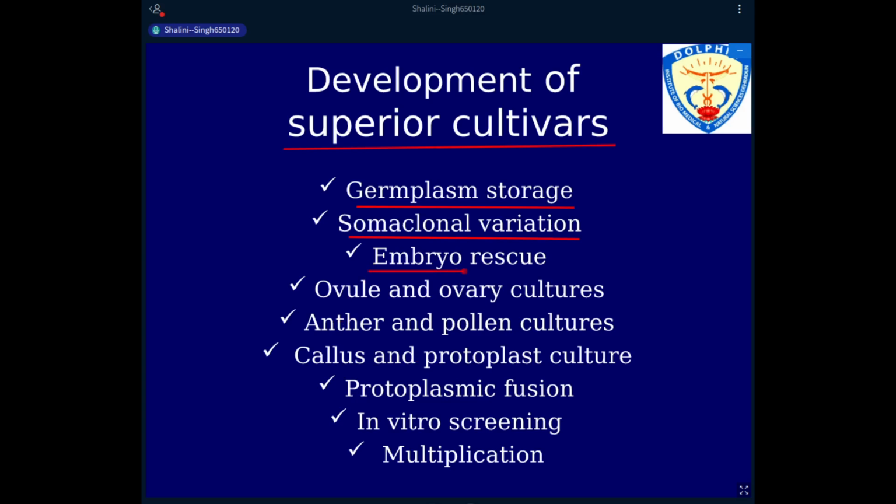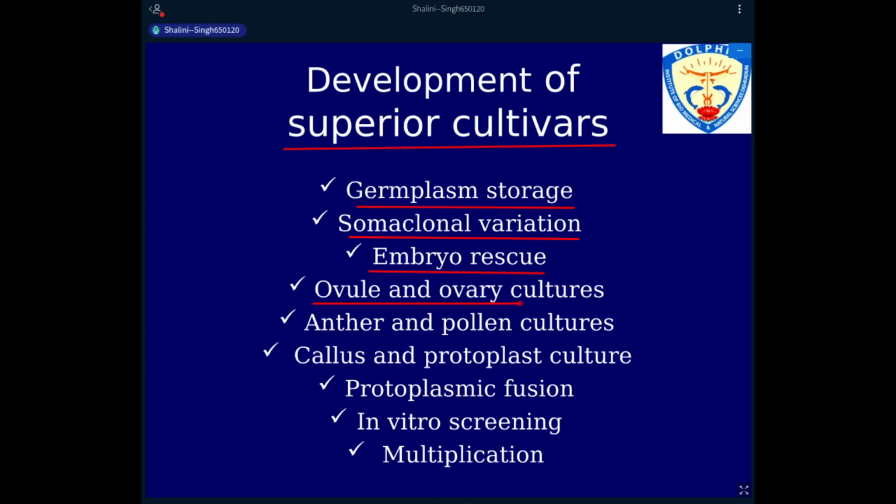Next application is embryo rescue. In some plants, it happens that an embryo is formed after pollination and fertilization. Embryo is formed, but that embryo does not develop a fully ripened seed due to abortion of the embryo, because there are sometimes post-fertilization barriers in some plant species. So in such species, you can help that embryo in its growth by transferring it onto a nutrition medium where it can grow into a plant.